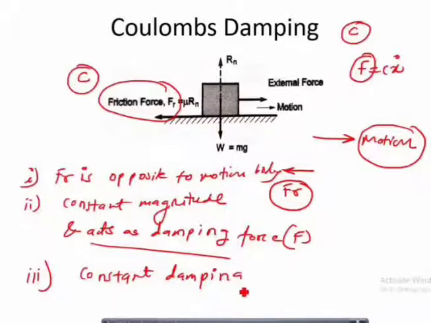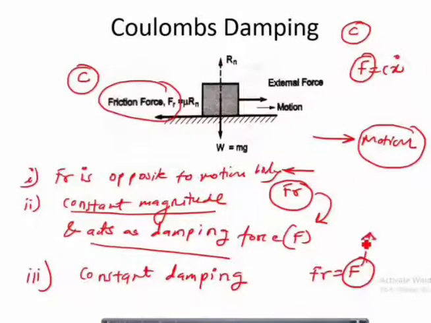Why is it called a constant damping? Because it is of constant magnitude, and this frictional force Fr is acting as a damping force. So this Fr is nothing but the F. What is F? F is nothing but the damping force. So that is why it is also called a constant damping. These are the three important points which I have explained to you.